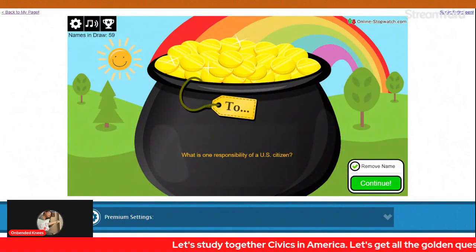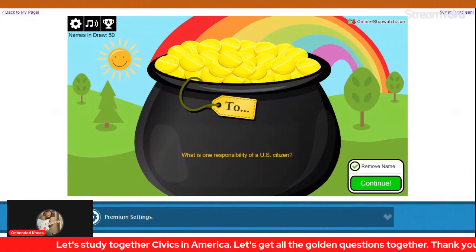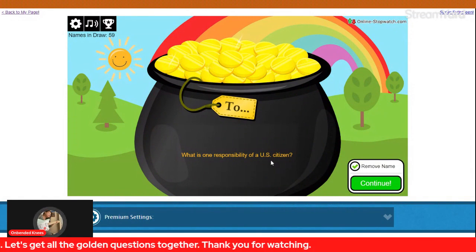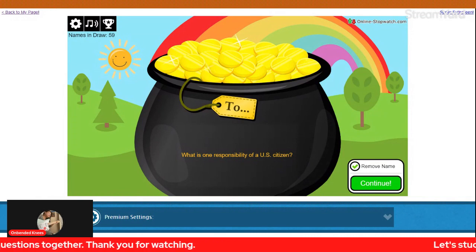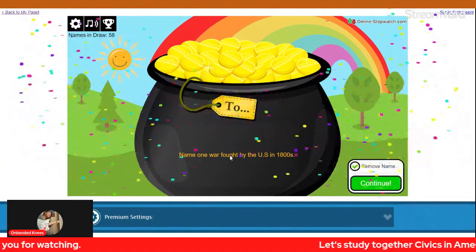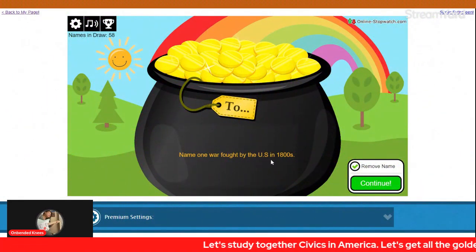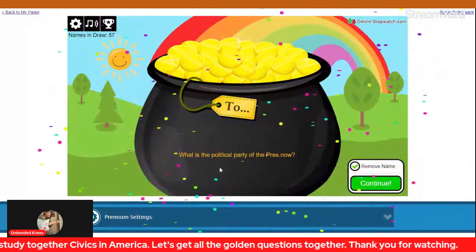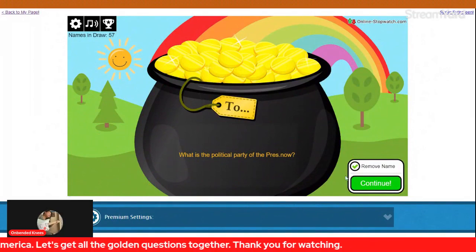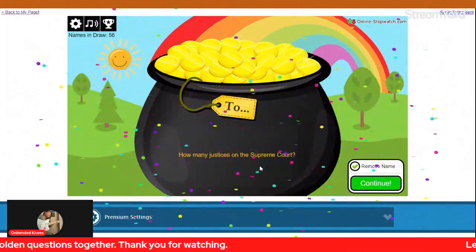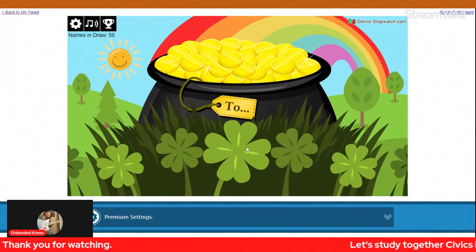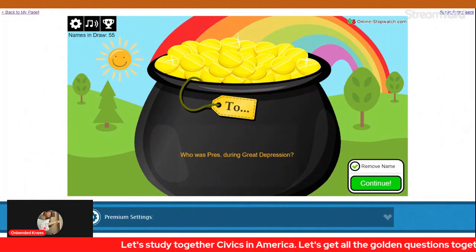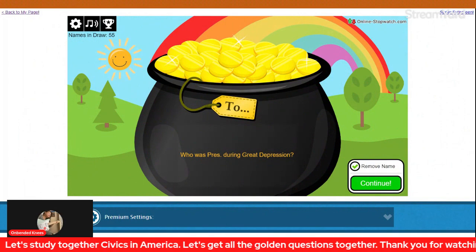As a U.S. citizen, besides voting in a federal election, what is one responsibility? One is to vote in a federal election. I think to serve on a jury is one part. Next, a war fought by the U.S. in 1800. That's the Civil War. The president now is Democratic. The Supreme Court has 9 justices. The Great Depression, that's Franklin Roosevelt.